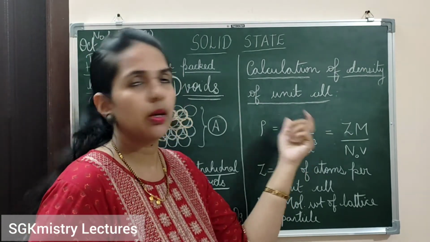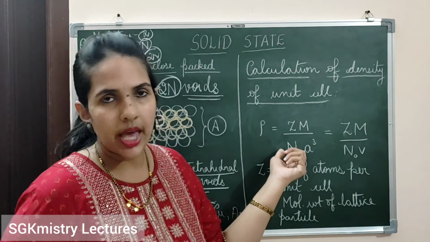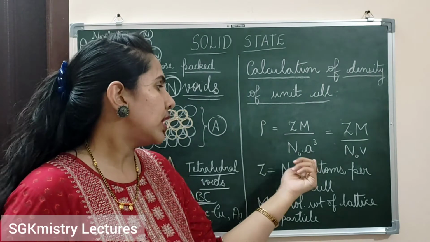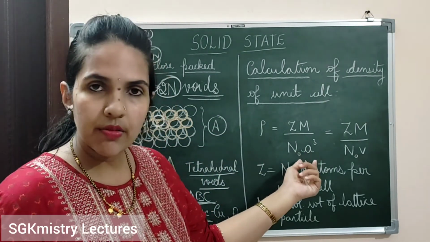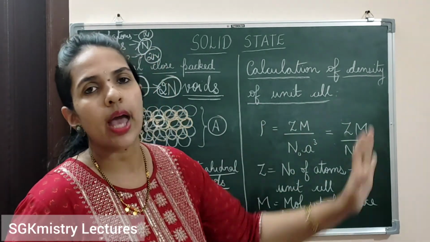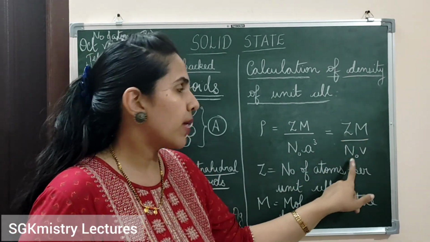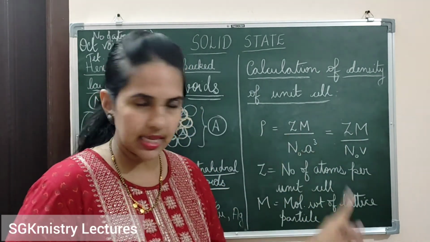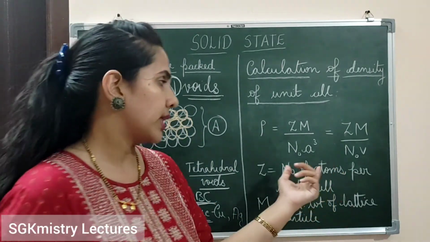So next, m is nothing but the molecular weight of that particular particle. N naught is nothing but the Avogadro number, and a is the side length of the unit cell. So that will be given. Any one of them will be given as the unknown. Using this formula, you are going to calculate the unknown. You can also use one more formula, that is Z m divided by N naught into V, where V is nothing but the volume of the unit cell. So this is how we are going to calculate the density of the unit cell by this formula.